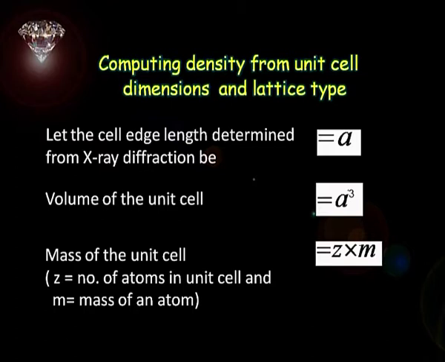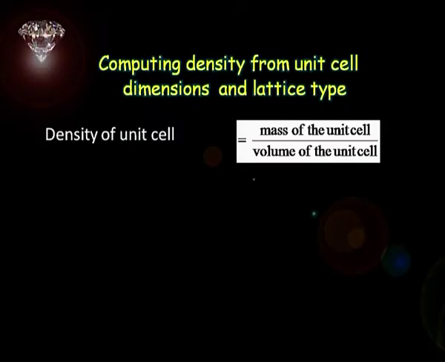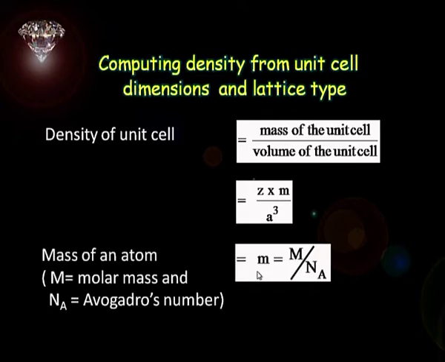Okay. So, Z into m is the mass of the unit cell, and if we want to define density, density is nothing but mass per unit volume. So, the density of the unit cell will be the mass of the unit cell divided by the volume of the unit cell, and we just said that it should be equal to Z into m by a cube, where Z into m is the mass of the unit cell and a cube is the volume of the unit cell. We can do a small substitution here, because the mass of an atom can be equated to the molar mass of the element divided by the Avogadro number, M by Na.